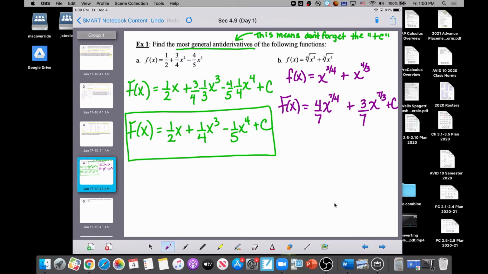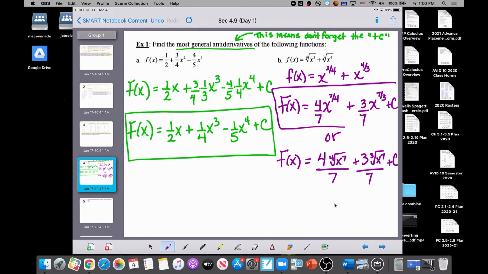All right, so you could either leave your answer in the fraction exponent form, or if you wanted to, you could rewrite this in radical form. So this would be 4/4 roots of x to the 7th over 7, which certainly we could pull some x's out, but we're not going to bother with that right now. And 3 cube roots of x to the 7th over 7 plus c. So either one of those is correct, but to be honest, my preference would probably be this one, just because it's a little cleaner.